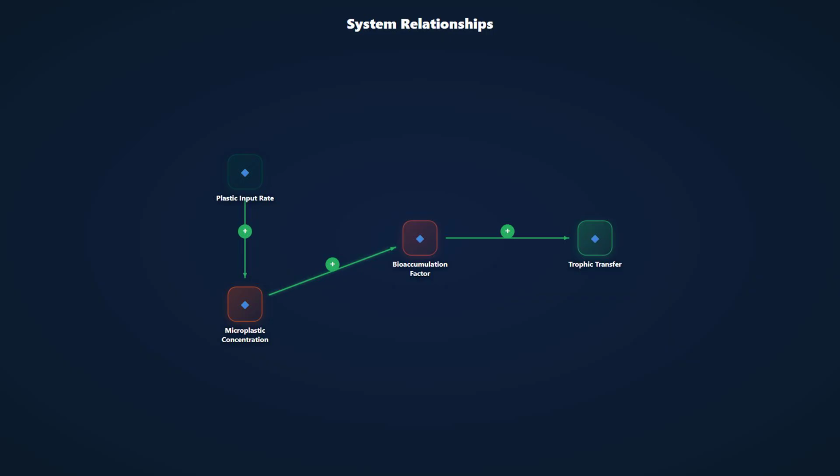This higher bioaccumulation factor then has a positive relationship with trophic transfer, as more plastic in prey means more is passed to predators. Ultimately, increased trophic transfer leads to a positive relationship with human exposure level. Sadly, a higher bioaccumulation factor also has a negative relationship with marine organism health, causing harm to marine life. If marine organisms are too unhealthy, this could also have a negative relationship with trophic transfer, as fewer organisms survive to be eaten, but the plastic problem persists.